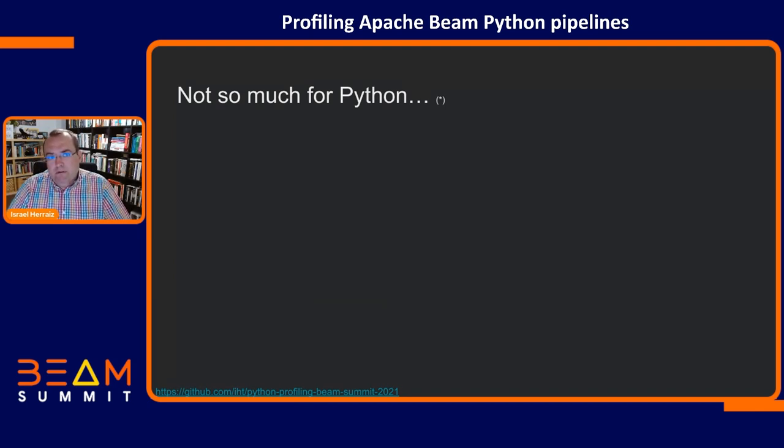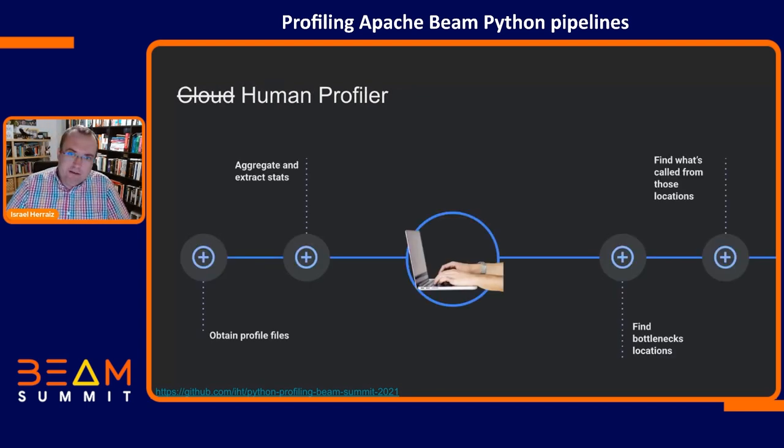It's now possible, but it's not a Cloud Profiler. It's more of a human profiler. These are the steps that we have to follow in order to be able to profile Python pipelines. We need to obtain the profile files. We need to aggregate and extract these stats, and then start finding some locations with bottlenecks. Then we will see how to find what's the code that is called from these locations, also using the profiling information. With all this, we will be able to extract the same kind of information we get from the Cloud Profiler for Java pipelines, except that instead of a nice UI for finding out things, we will need to use Python scripting.